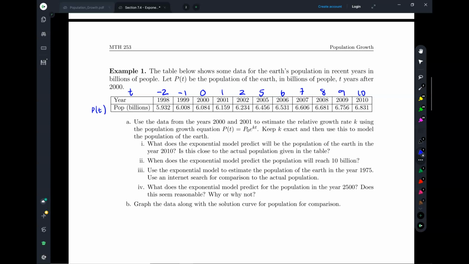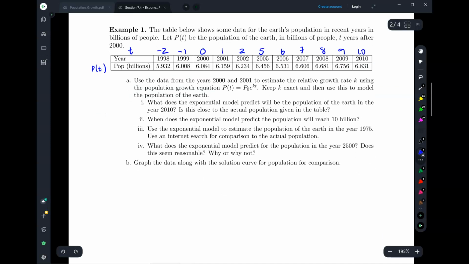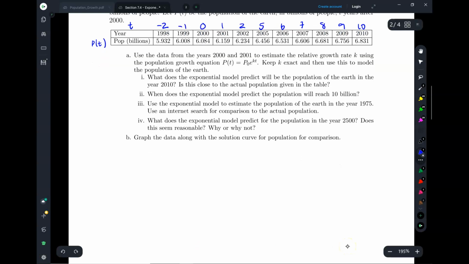Okay, so let's jump into part A here. Use the data from the years 2000 and 2001 to estimate the relative growth rate k using the population growth equation that we just came up with. And we're going to try to keep k exact instead of rounding it, and then we'll use it to model the population of the Earth. That is usually the case. You do want to try to keep k as an exact value so that your model can be as accurate as possible. Okay, and then we're going to use it to answer a bunch of questions, but let's go ahead and dive in with the first part here.